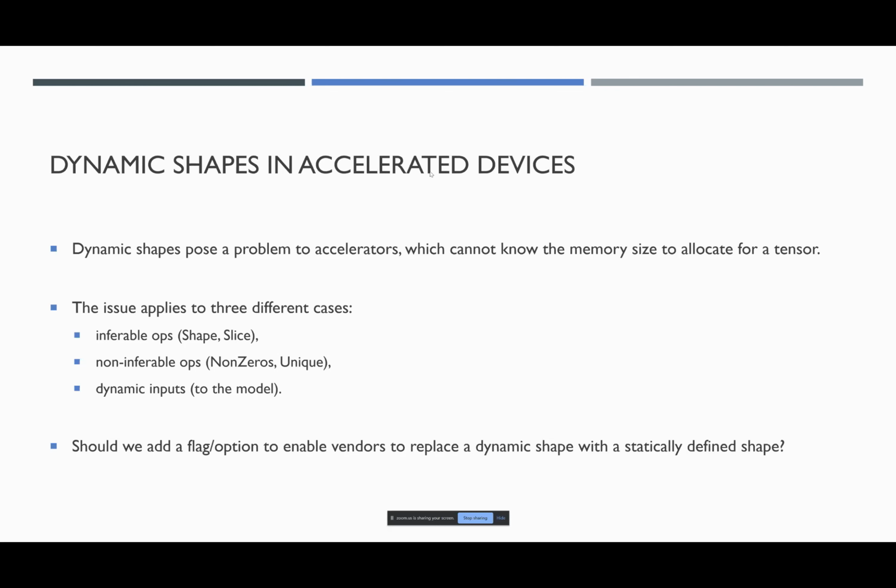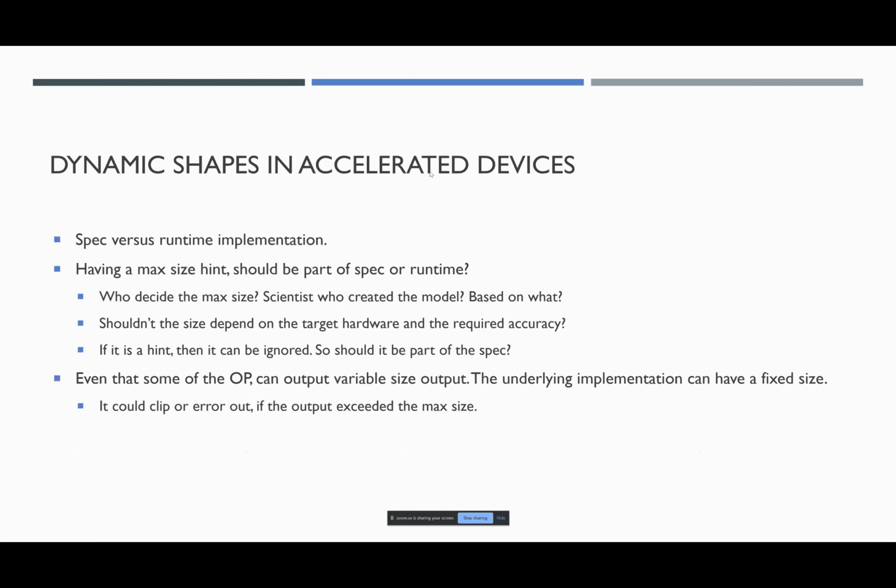For example, for the non-zero op, the output can depend on how many non-zero elements there are. Should we put a hint? Should we have a mode, an attribute to fix the size? And we boiled the discussion down to what should be part of the spec and what should be runtime implementation.